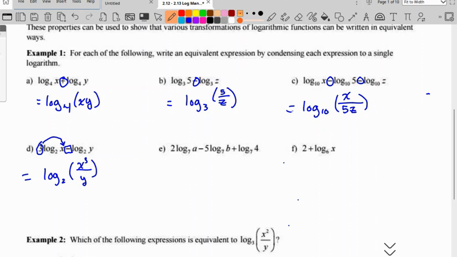All right, on this next one, same kind of thing. Let's try that on your own, and let's see how you do. We want to bring the coefficients up as powers. And then we've got a difference and we have a sum.